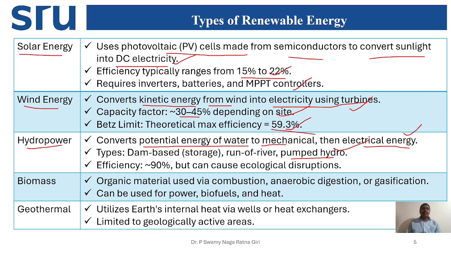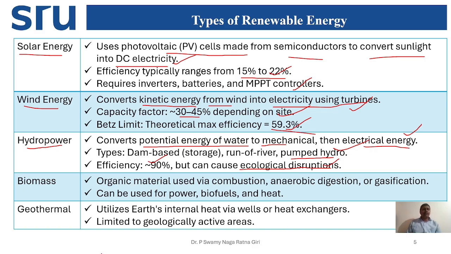Efficiency is very high in hydropower energy, up to 90%, but it can cause ecological disruption because of the construction of dams. We are ecologically disturbing a lot of area because of the construction of hydropower dams, as well as the large electric motors and turbines we create. But efficiency is very high, and a large amount of electricity can be generated.